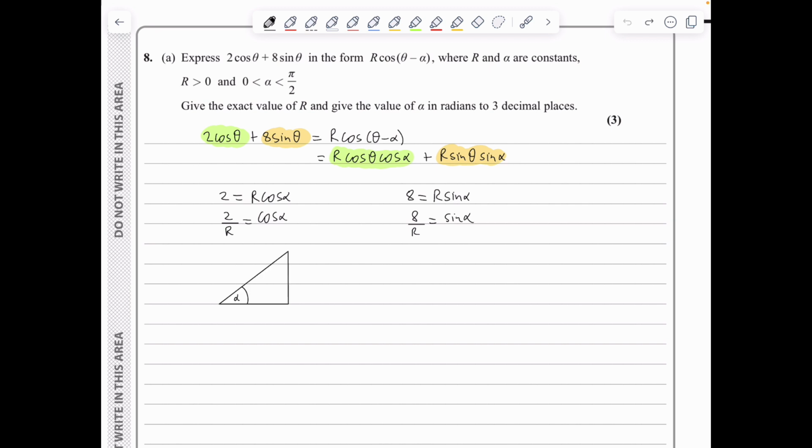I can then draw a right angle triangle as shown. We've got cos alpha is adjacent over hypotenuse and sin alpha is opposite over hypotenuse. So we've got that r is the square root of 2 squared plus 8 squared using Pythagoras, which gives an answer of 2 root 17, whereas tan alpha is equal to 8 over 2, which means alpha is shift tan of 8 over 2, which turns out to be 1.326. This means that 2 cos theta plus 8 sin theta is equal to 2 root 17 cos(theta minus 1.326).